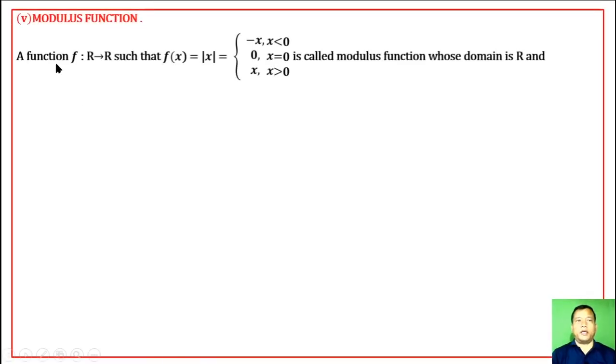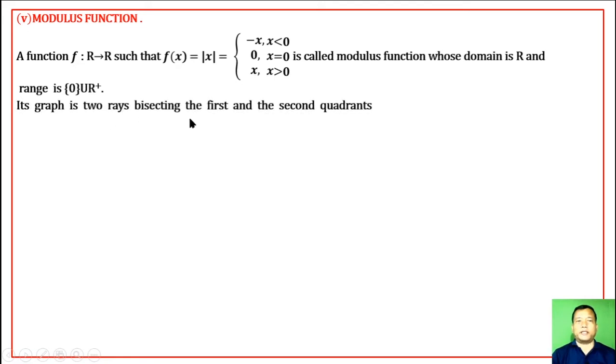Modulus function. A function f from R to R such that f of x equal to modulus x, which is equal to minus x when x is less than 0. When x is negative, its value is minus x, whose value is 0 when x is 0, whose value is x when x is positive real number, is called modulus function whose domain is R and range is the set consisting of 0 and set of positive real numbers. Its graph is traced bisecting the first and the second quadrants and originating from origin.